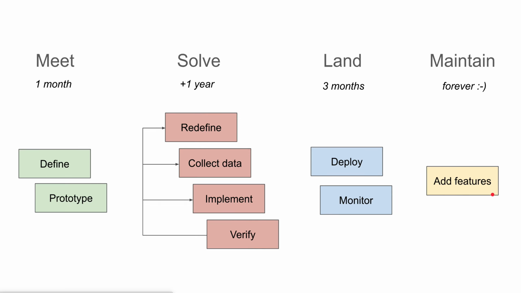And just so you know, in terms of timing, this initial phase of project discovery is, I would say, around a month. Of course, this depends greatly on the project, but let's say it's a month. Then this part of solving, so this iteration loop, might be well above a year. Then once the product is ready, landing it is relatively simple. Let's say 3 months of work, and then maintaining, of course, it's like forever.